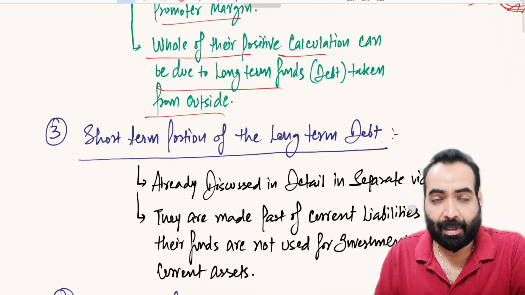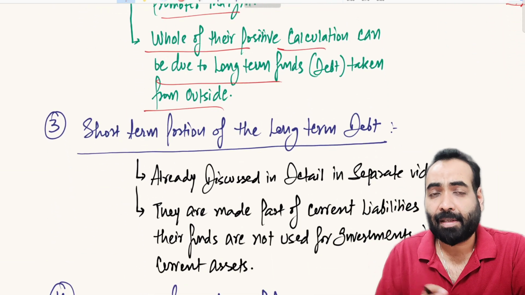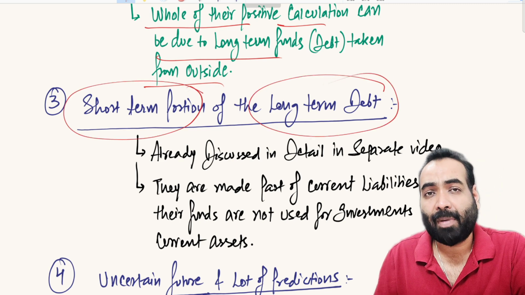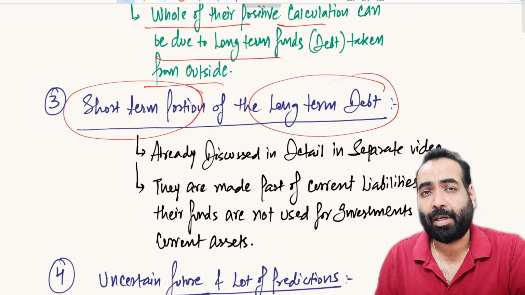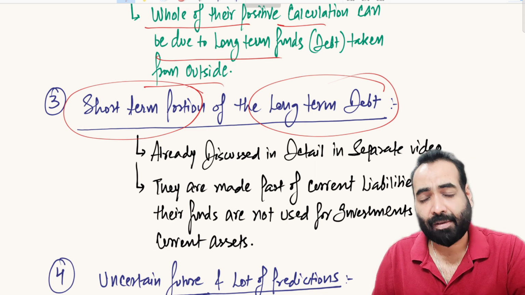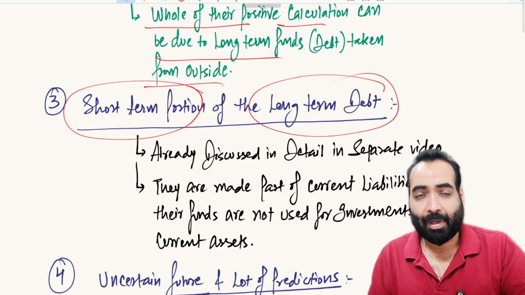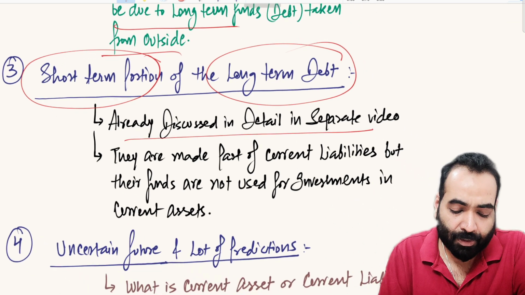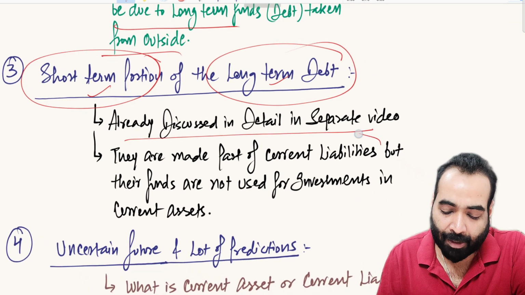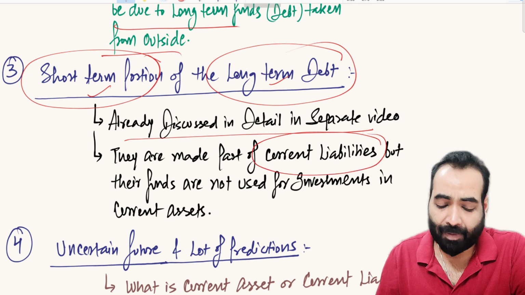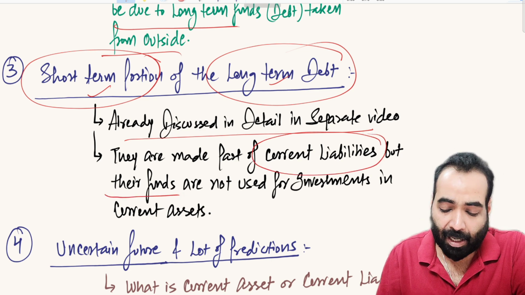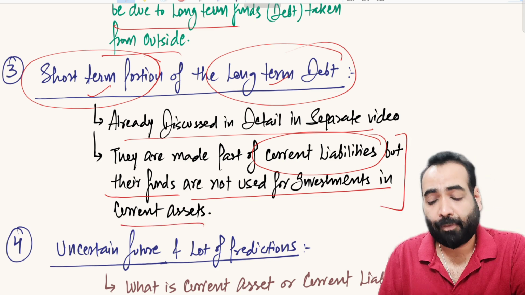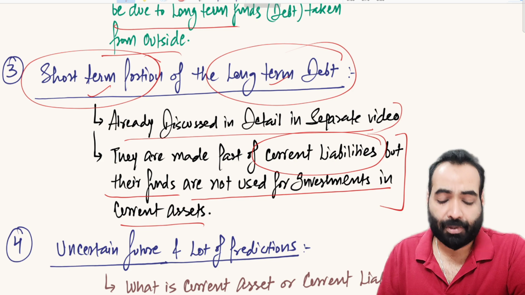Third disadvantage, as I have already discussed in a separate video with you, the short-term portion of long-term debt is treated wrongly by the bankers. I have already explained this point in too much detail in a separate video. So I suggest that you watch that video in order to get clarity over that point. These short-term portions of long-term debt are made part of the current liabilities, but their funds are not used in investments in current assets. I have already explained this point in full detail in that video. I suggest you watch it, right?